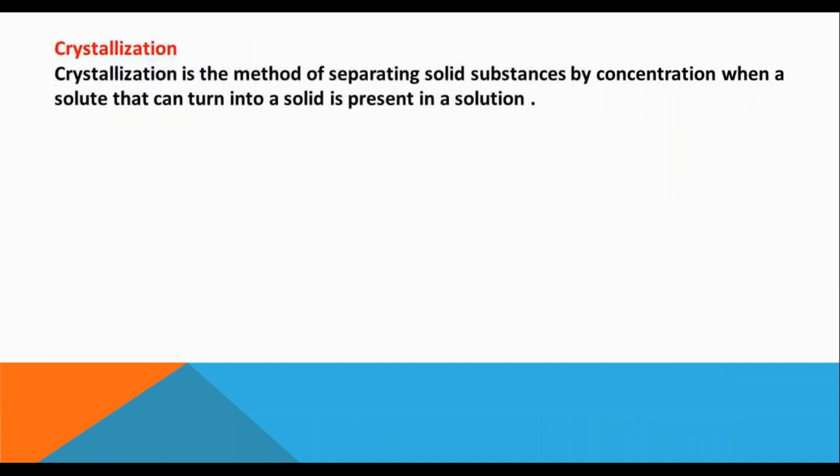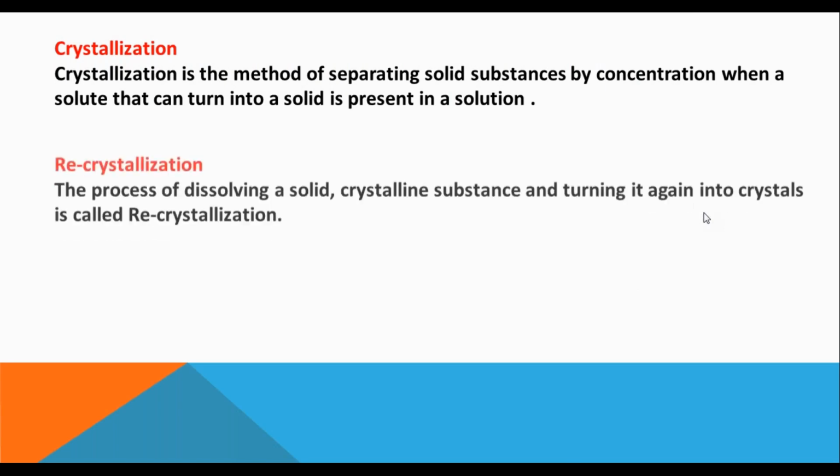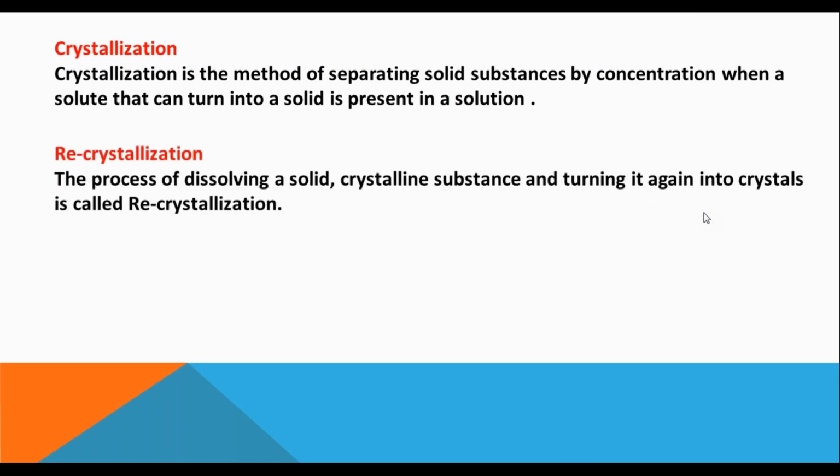That's the third one. Crystallization. Crystallization is the method of separating solid substances by concentration. When a solute that can turn into a solid is present in a solution, just like we produce salt as well as sugar from molasses. So these are some examples, right? And recrystallization. The process of dissolving a solid crystalline substance and turning it again into crystals is called recrystallization. Recrystallization we apply to obtain more purified, standard quality solids. There are differences between crystallization and recrystallization that are also given as a question, which we will be discussing.